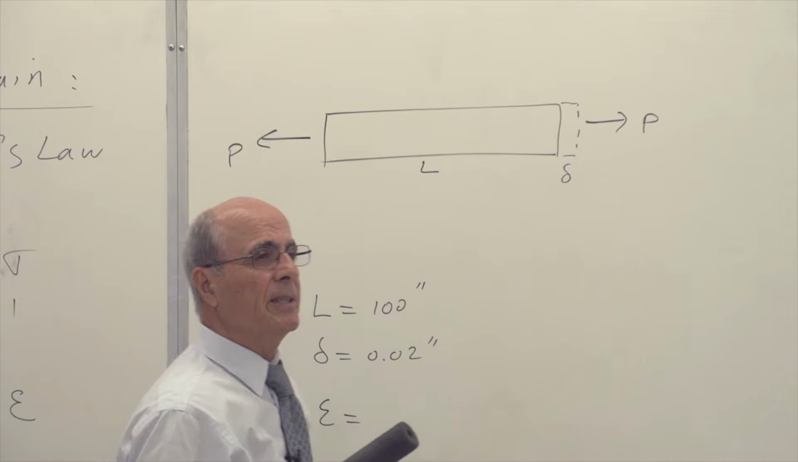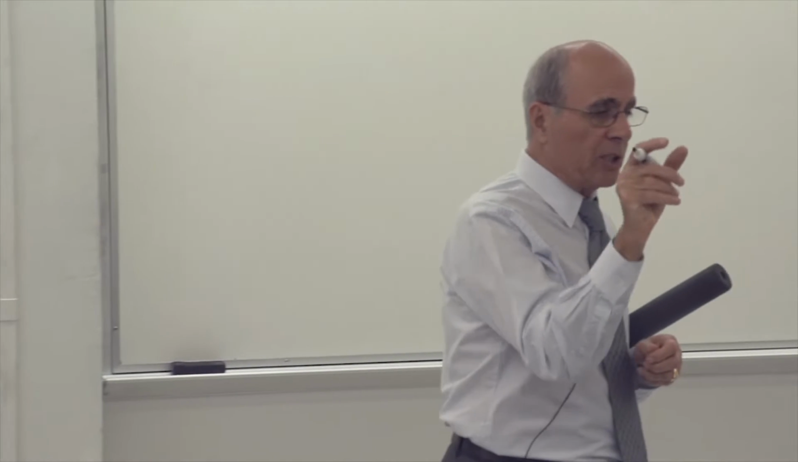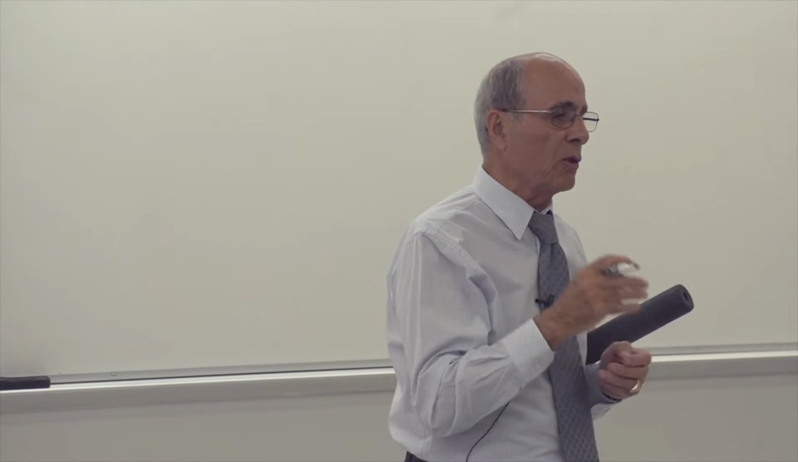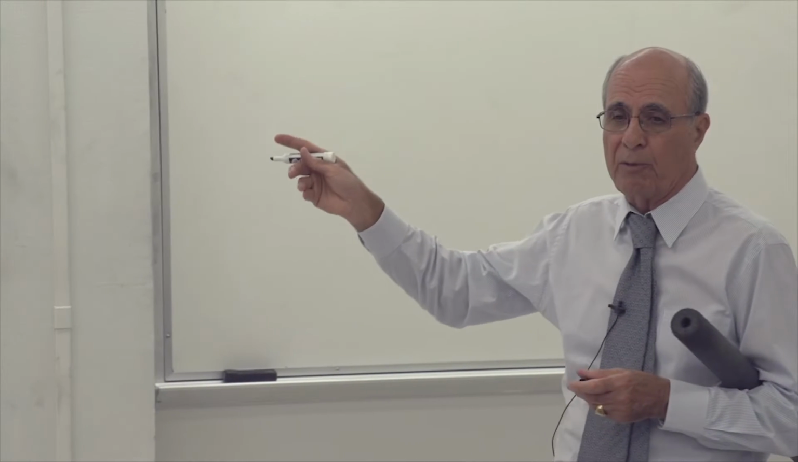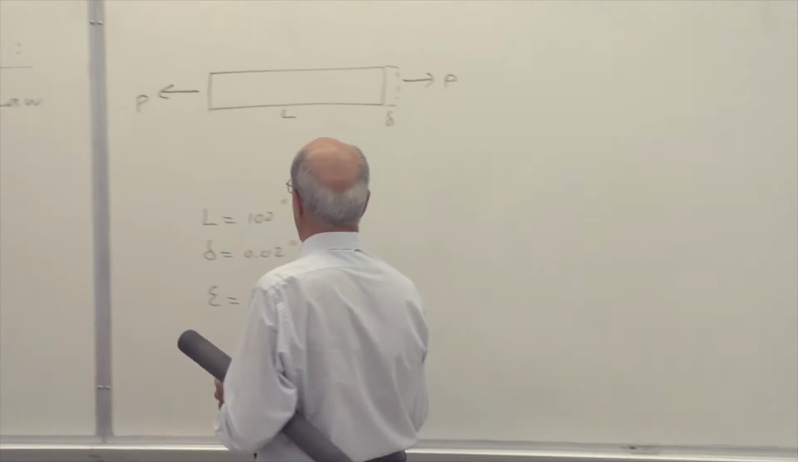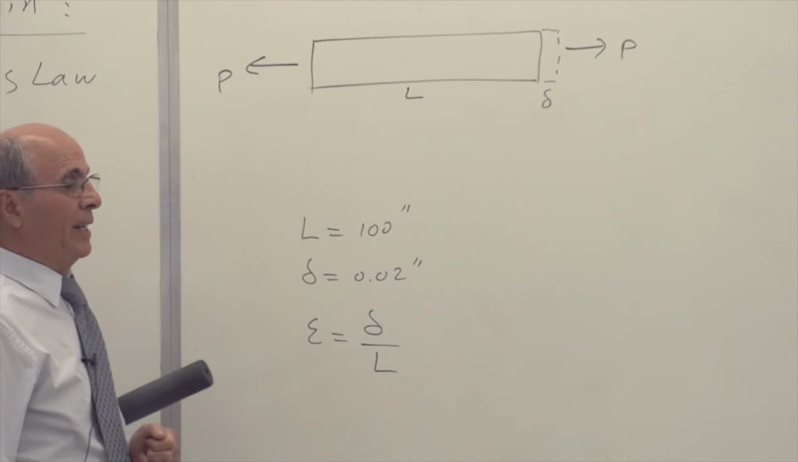By definition, epsilon is the amount of deformation, not for 100 inches, only for 1 inch. That's what you've written down: the amount of deformation per unit of length. So what should I do? I should take the total deformation divided by length. That's how the formula comes out. Is that correct? So epsilon, by definition, equals delta over L.